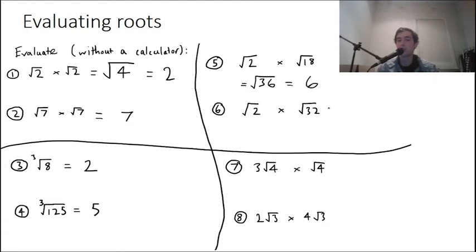All right, let's do this one as well. Similar kind of idea. Square root of 2 times square root of 32. Well, we can't get the answer straight away, so let's times them and see what happens. We've got 64 in here. And hopefully you can see that the square root of 64 is 8.